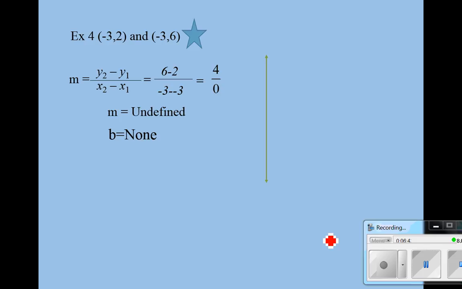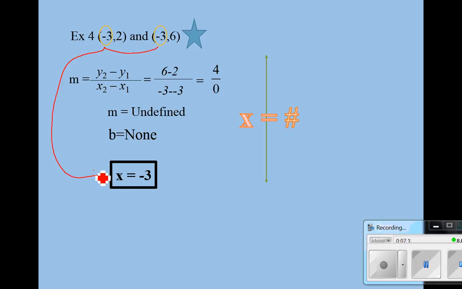If the m is a word, the b is a word. The b is none. And these graphs always start with x equals and then a number. So how are we going to figure out what that number is? We're going to look at our ordered pairs. I want you to circle the x values. That is the number you're going to put in place of your hashtag. So we have x equals -3. So once you circle that, that comes down here and goes with your x equals a number.